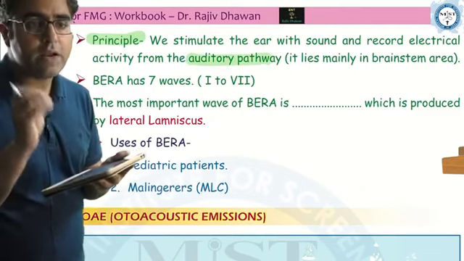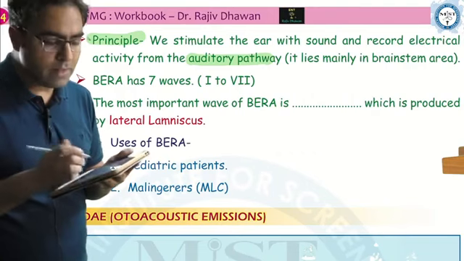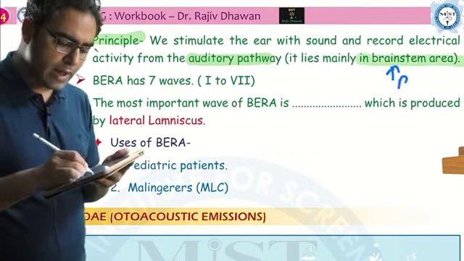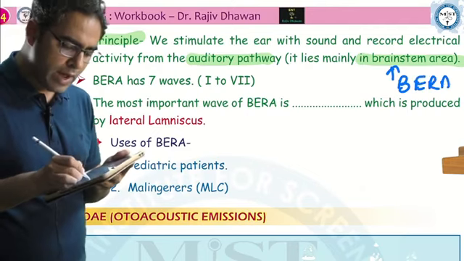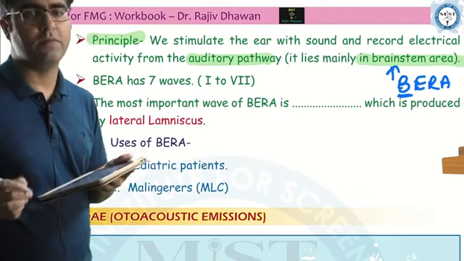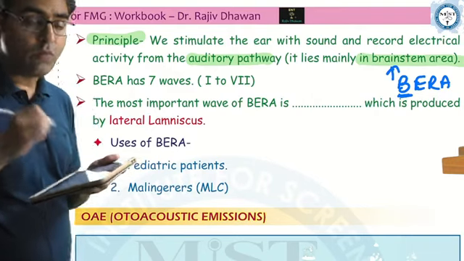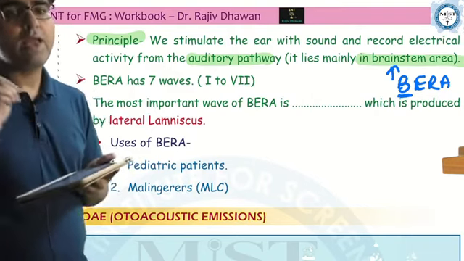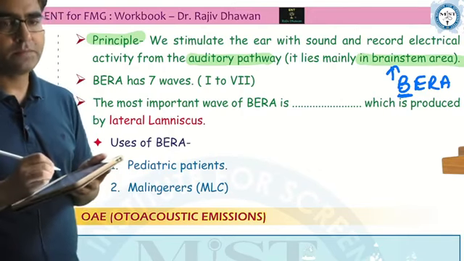Do you remember where the auditory pathway lies? It mainly lies in the brainstem area. That is why I put an arrow. That is why BERA, B-E-R-A. Why B, beta? What is B? Brainstem. Highlight. Try to understand why these things are like that. Why BERA? Because the auditory pathway mainly lies in the brainstem area.